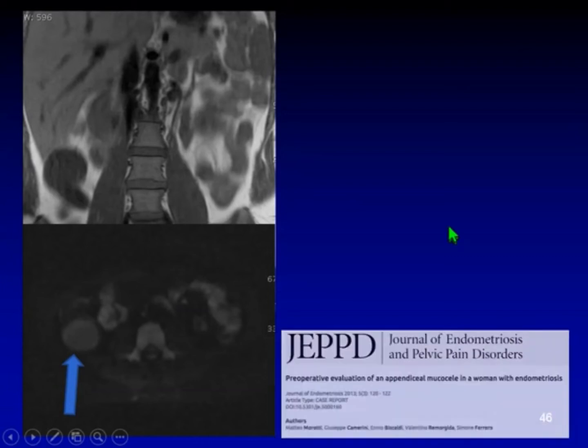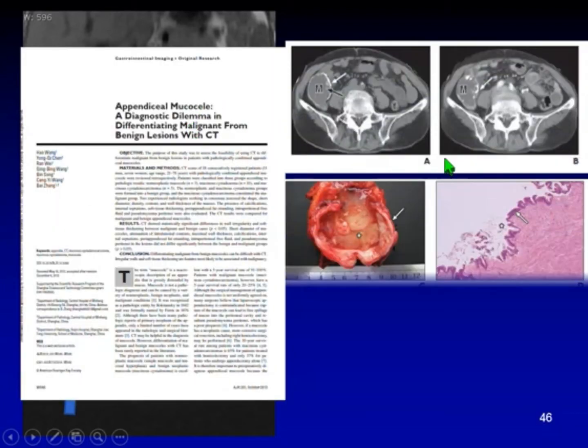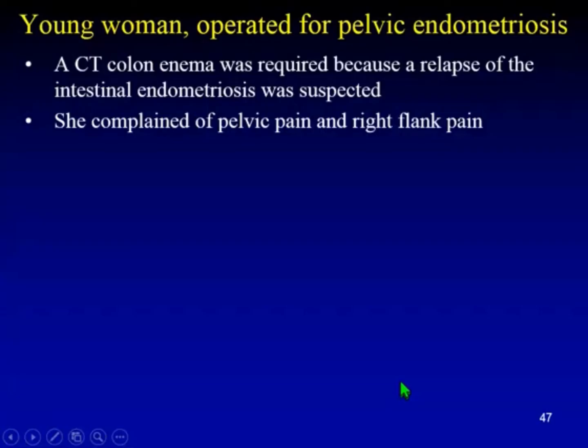I suggest to you this very interesting article of AJR, where you may find some images like our case, with the pathological specimen with some areas of adenocarcinomatous degeneration. Second case, a woman operated for endometriosis, and relapse of intestinal disease is suspected. She has right flank pain and pelvic pain.